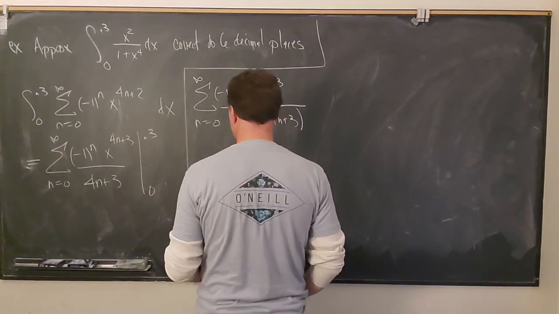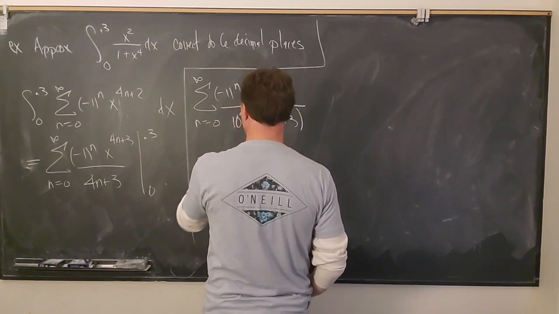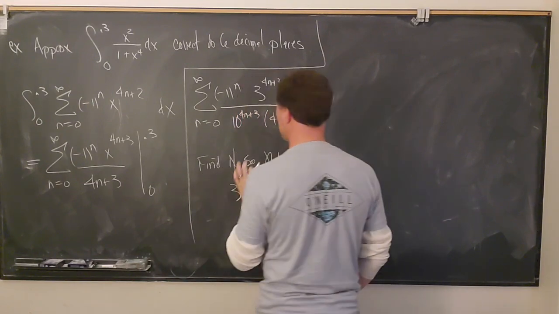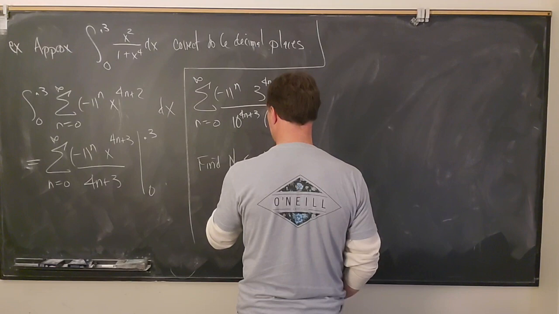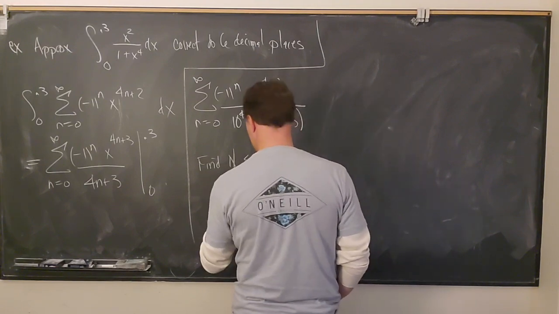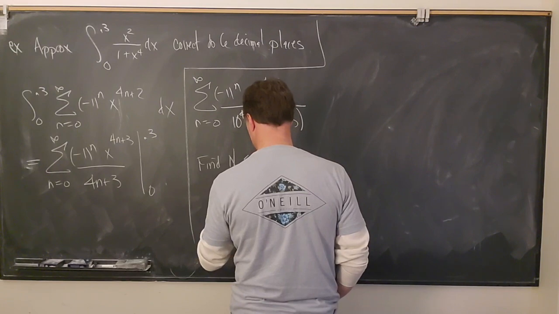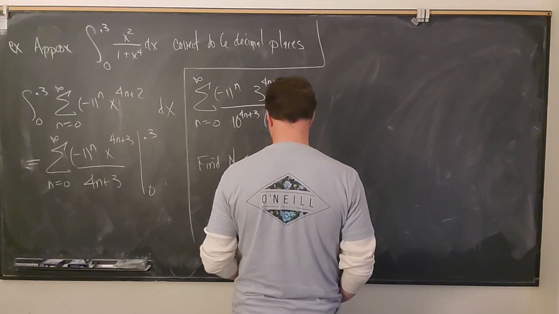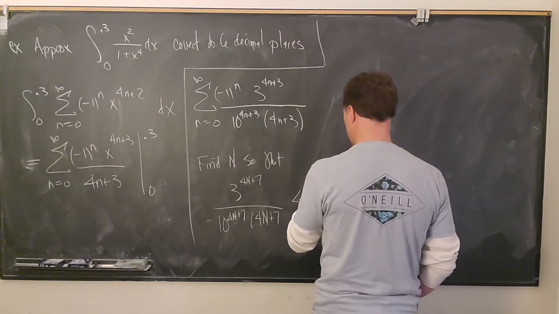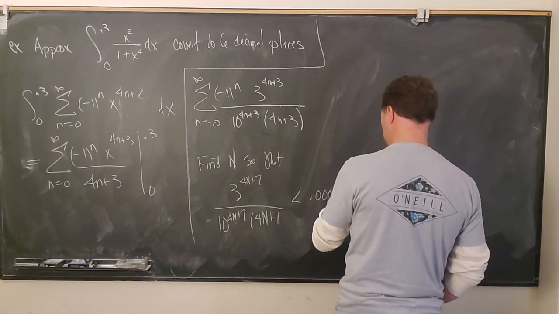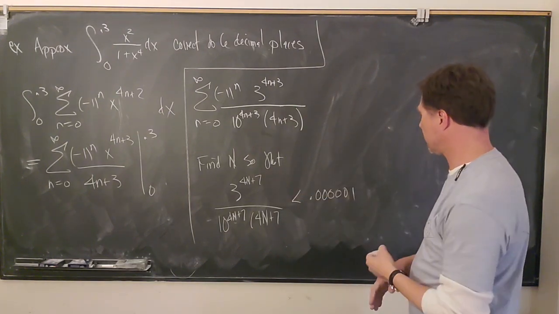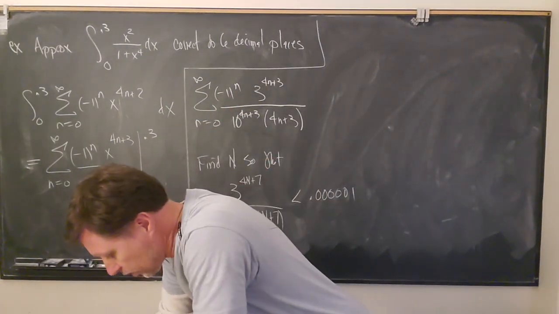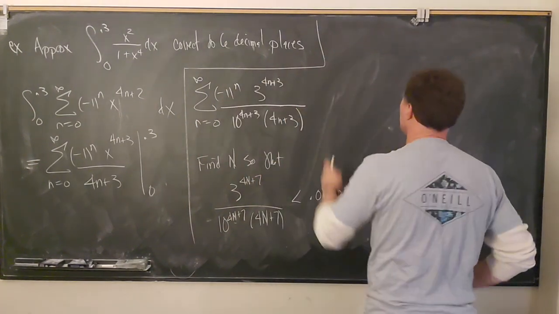So now what do I do? Well, I need to find n so that, substituting n plus 1, the next term, 3^(4n+7) divided by 10^(4n+7) times (4n+7), is less than what I want. I want to be correct to 6 decimal places, so I want 1, 2, 3, 4, 5 zeros. So if it's strictly less than this, then it'll be correct to 6 decimal places. And now I just need to figure out which n does this. And it turns out, you can check, that n equals 1 works.